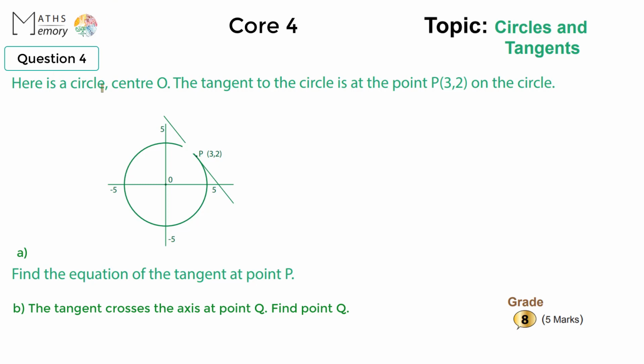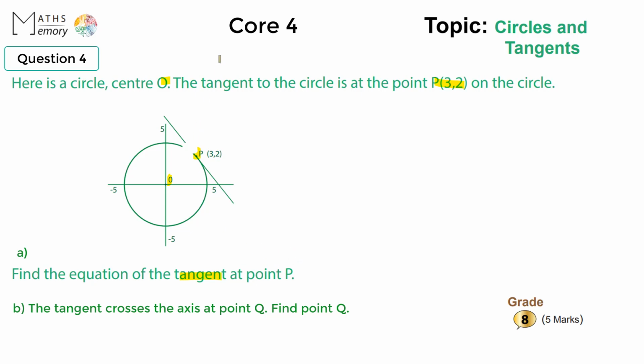Now let's read this question. So here is a circle center 0 over here. The tangent to the circle is at the point 3, 2. So that's the tangent over here. And this is the point P over here. Find the equation of the tangent at the point P.